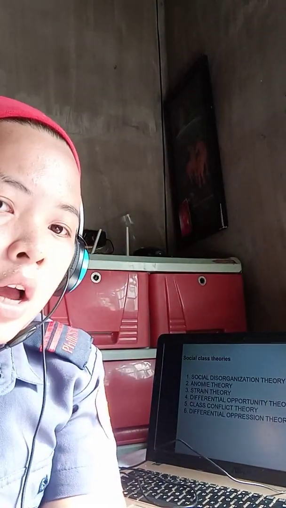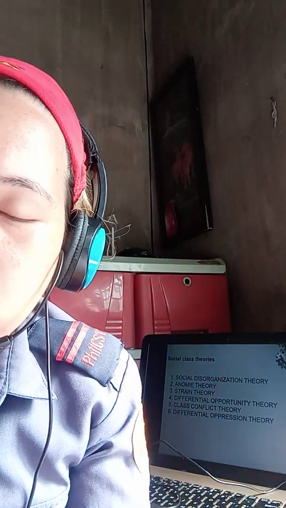Next is the anomie theory, number 2. Anomie theory by Emile Durkheim. This is when a juvenile delinquent cannot manage to socialize with others. They are being lonely or a loner.